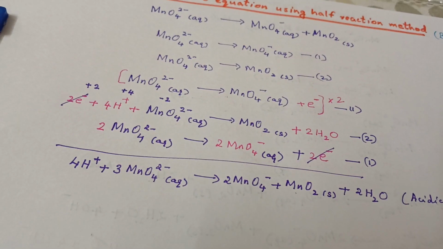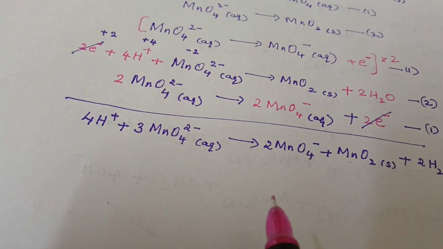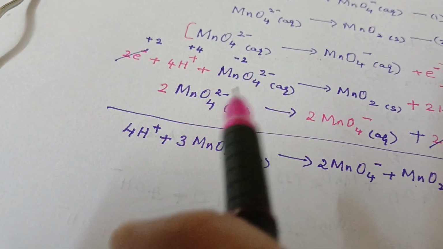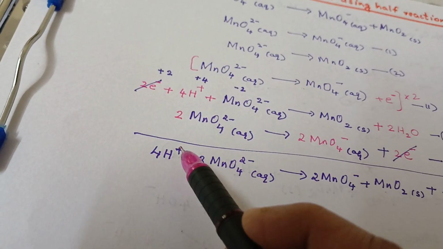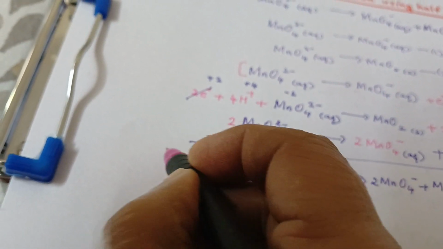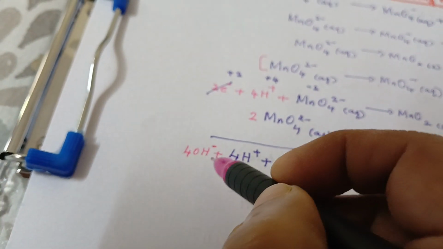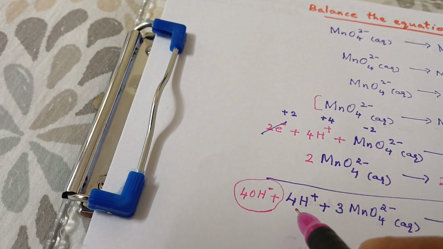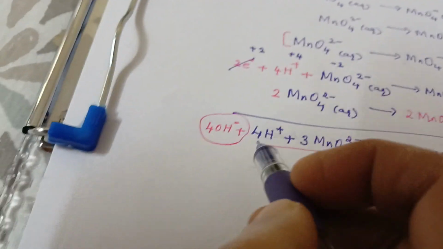We are asked to do the balancing in the basic medium. Now, how do we do that? We can see there are 4 H plus ions on the left hand side. In the basic medium, we don't see H plus ions. So in order to remove the H plus ions, what can we do? We can add 4 OH minus ions here. This doesn't happen in the acidic medium. The acidic medium equation is this. So we will add the 4 OH minus ions.